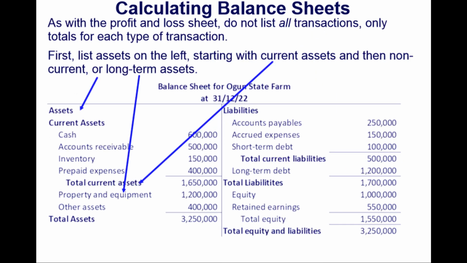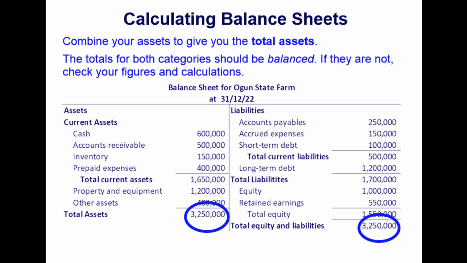As with the profit and loss sheet, do not list all transactions, only totals for each type of transaction. First, list assets on the left, starting with current assets and then non-current or long-term assets. Combine your assets to give you the total assets. The totals for both categories should be balanced. If they are not, check your figures and calculations.